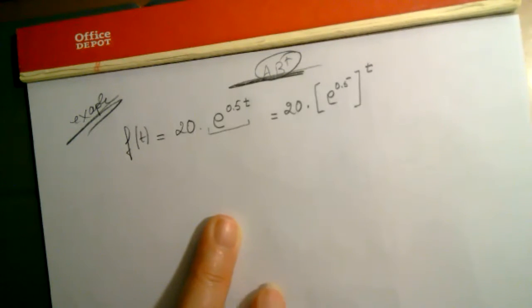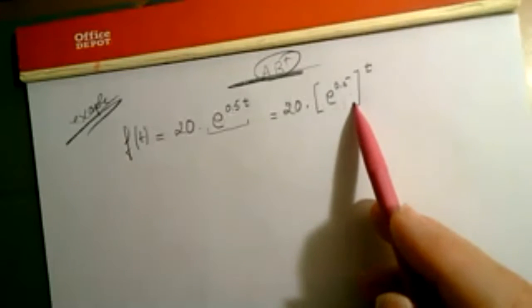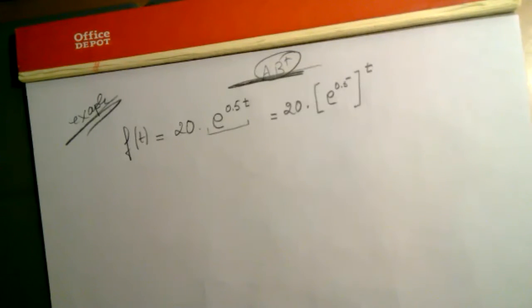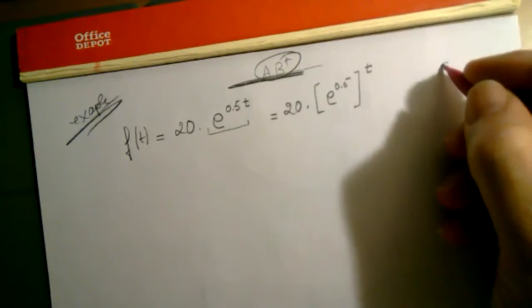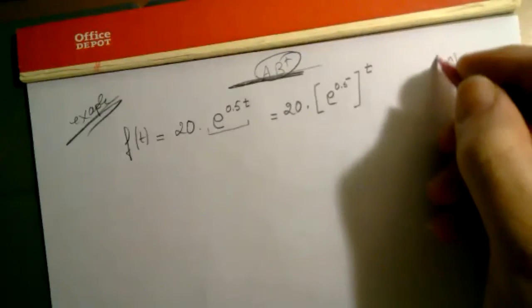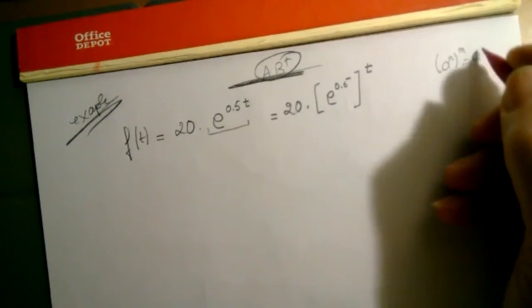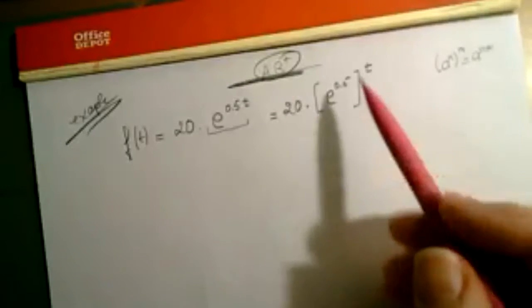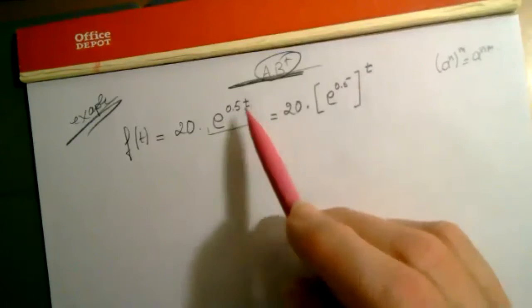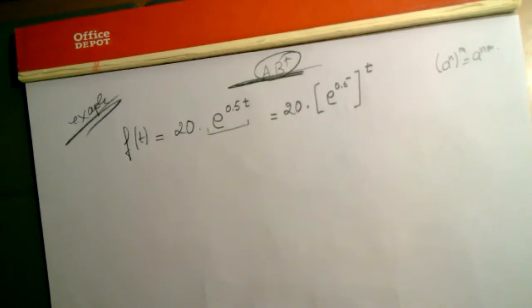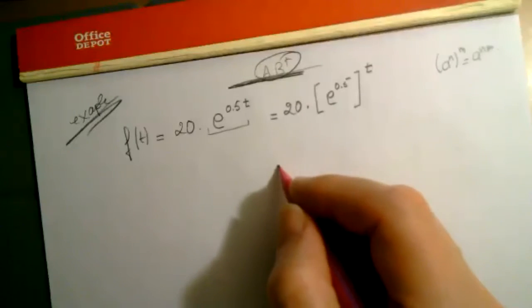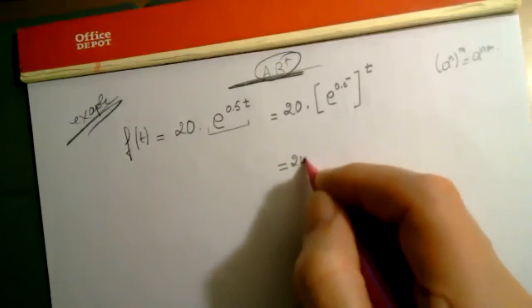Okay? Am I correct algebraically? Which property am I using? I'm using the property (a^n)^m = a^(nm). It means 0.5 times t gives me 0.5t. At this stage, I am actually done. Why am I done?